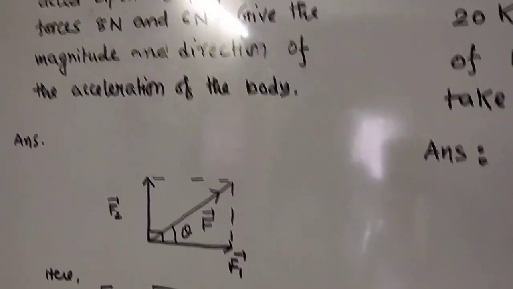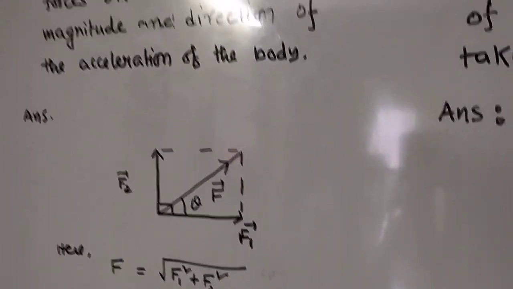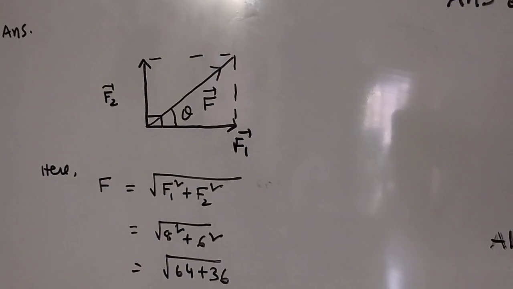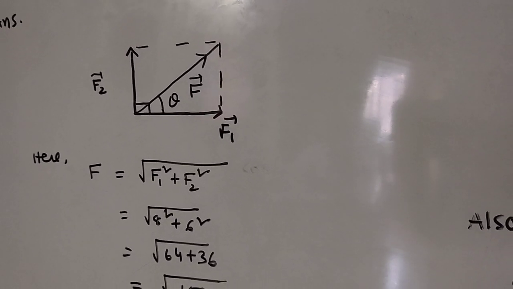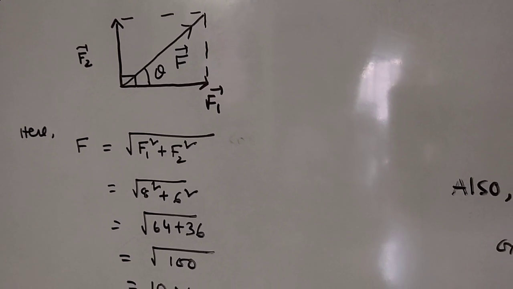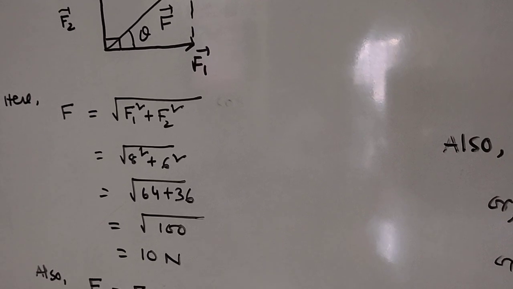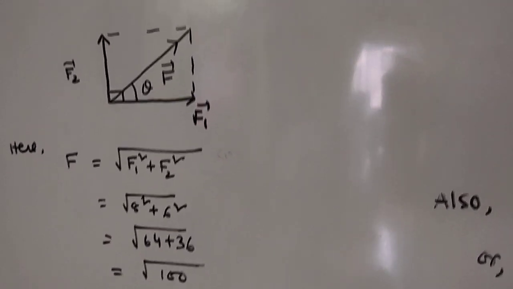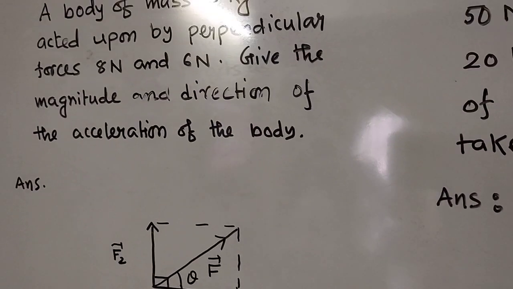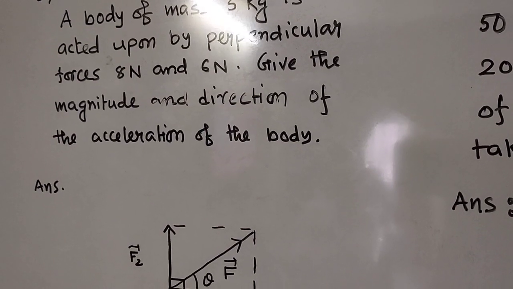So f1 we have considered 8 Newton and f2 we have considered 6 Newton. So 8 square plus 6 square, so you will get 64 plus 36. It's root over 100, so it comes out to 10 Newton. So the resultant force is 10 Newton and the individual forces are 8 Newton and 6 Newton.